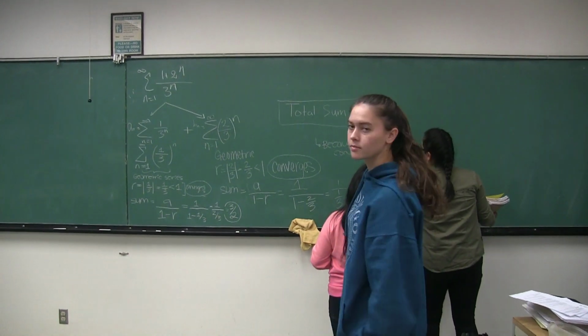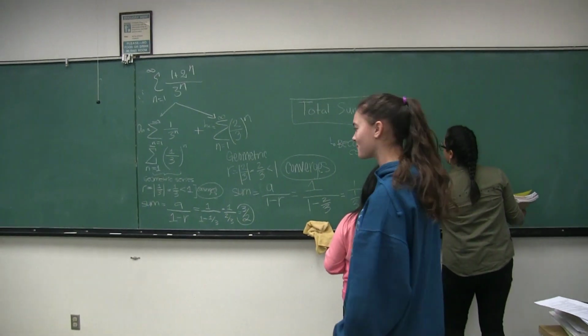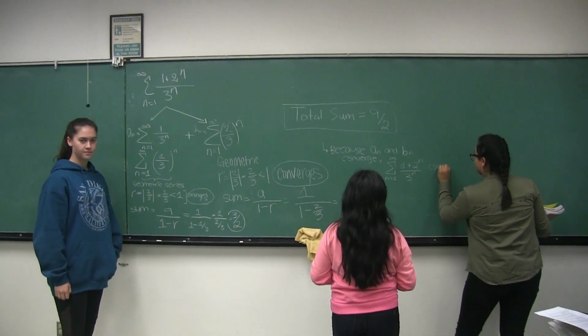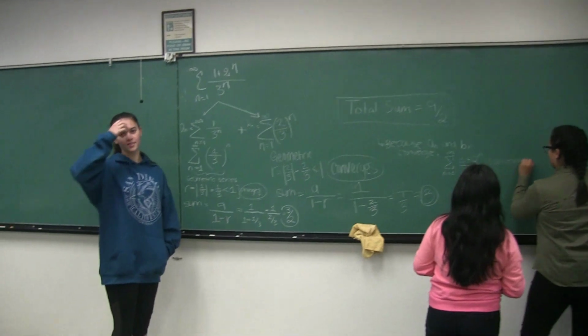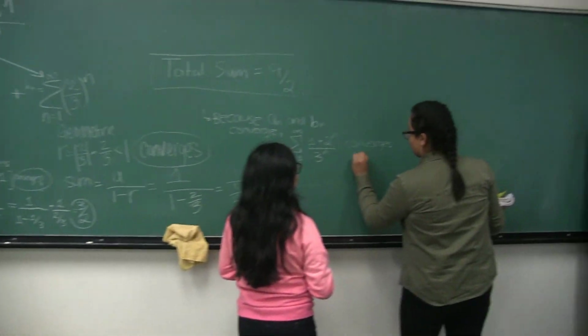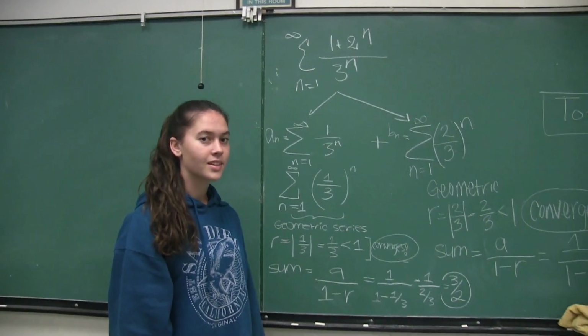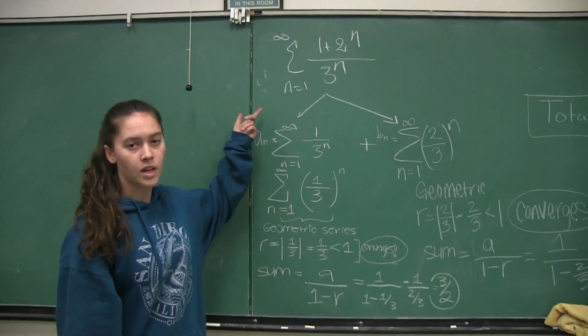So on the screen we have Vivian, Samantha, and Brenda. They're finalizing this. Vivian, can you share with us what the question was asking? Yes, they're asking us to find the sum of this.